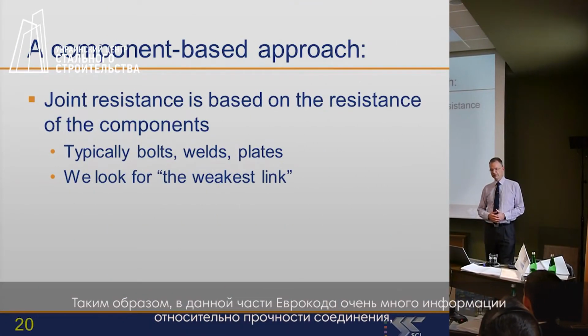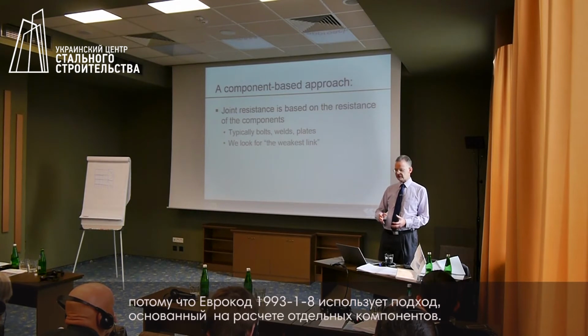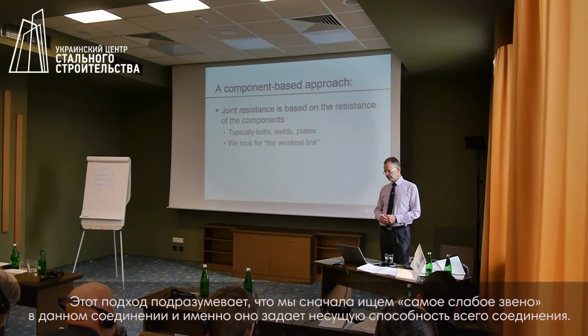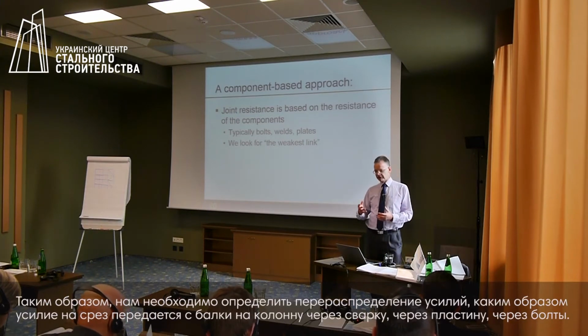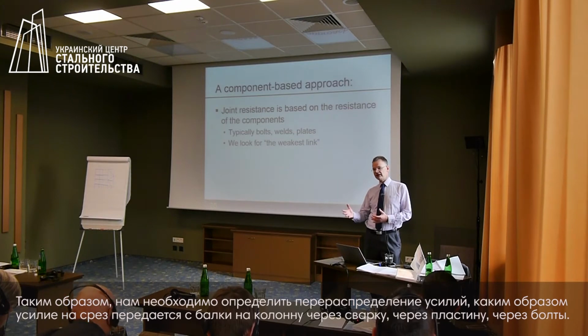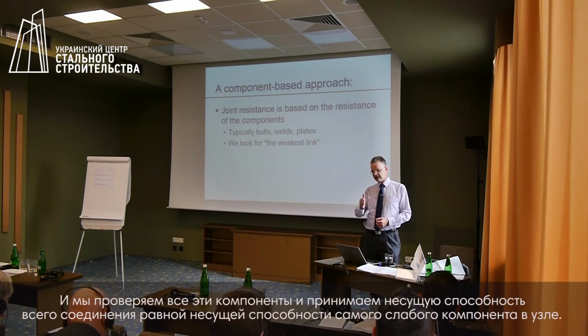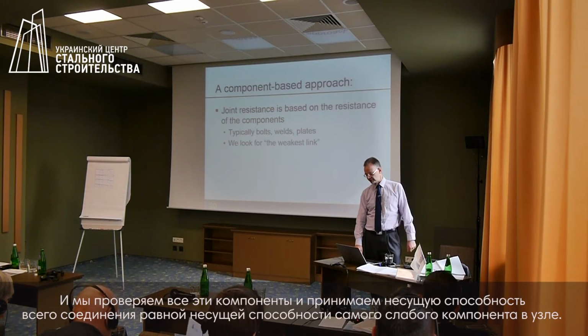So, lots of information in this part of the Eurocode about component strengths, and that will be important because 1993-1.8 says joint design is a component-based approach. And a component-based approach means that we look for the weakest link within the connection, and that sets the resistance of the connection. So we will need to identify a load path. How does the shear get from the beam into the column? Through the weld, through the plate, through the bolts. And we would check each one of those components. The resistance of the connection is the weakest one of those components.